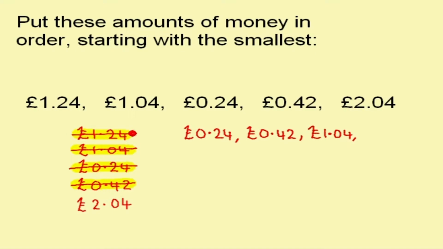And then this one. Now I've only got one number left in my list, so this must be the biggest. So these are the amounts of money written in order from smallest to largest.